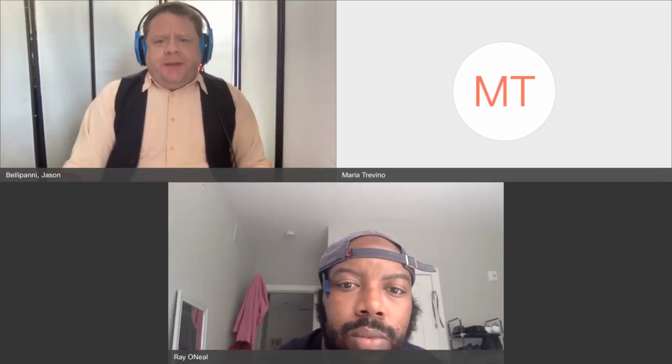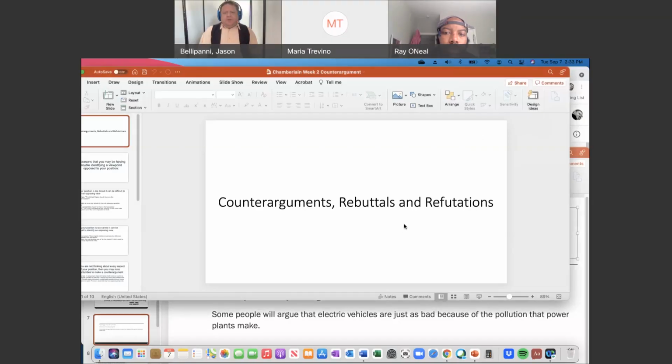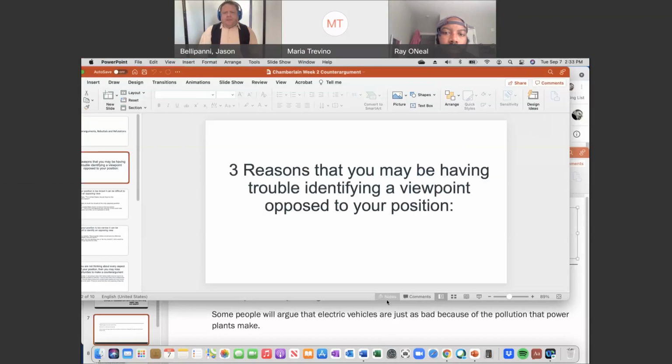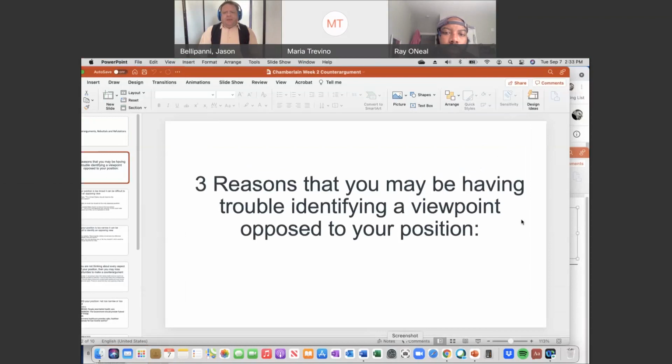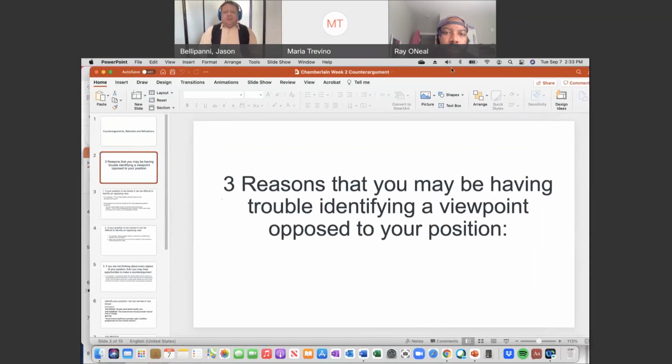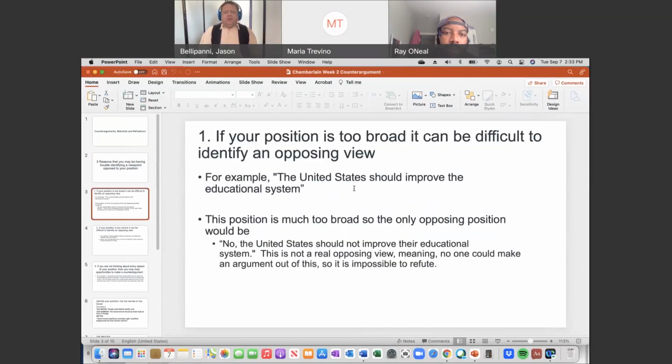All right, so this thing, counter arguments, rebuttals, refutations. Three reasons that you may be having trouble identifying a viewpoint opposed to your position, because this is something everybody sort of struggles with. So number one is, if your position is too broad, it can be difficult to identify an opposing view.